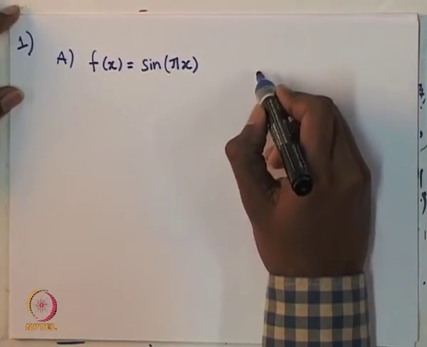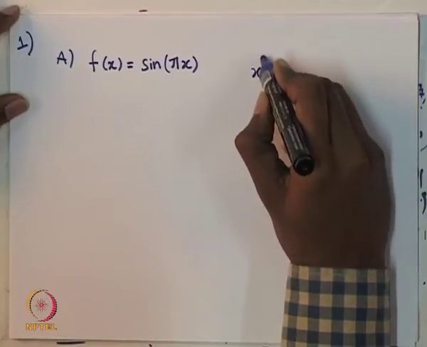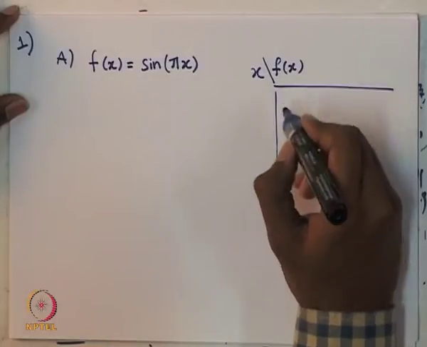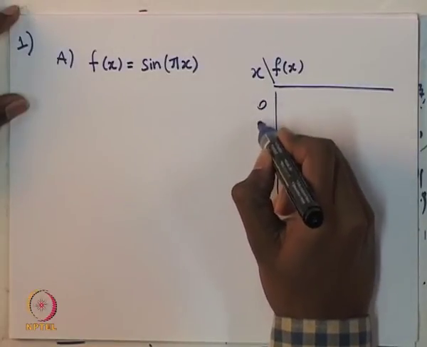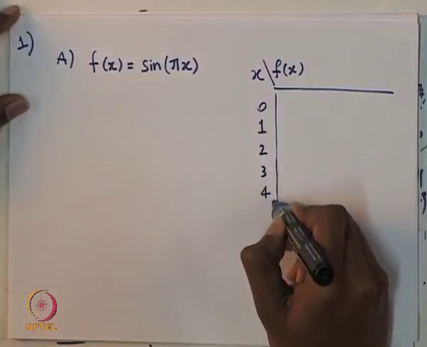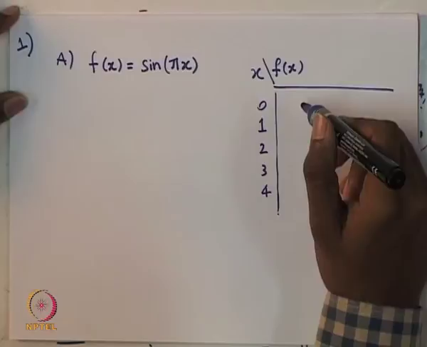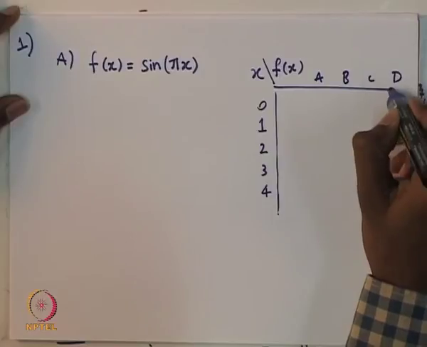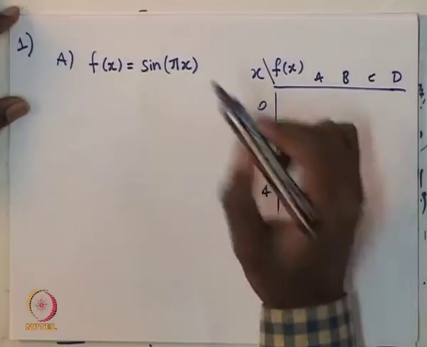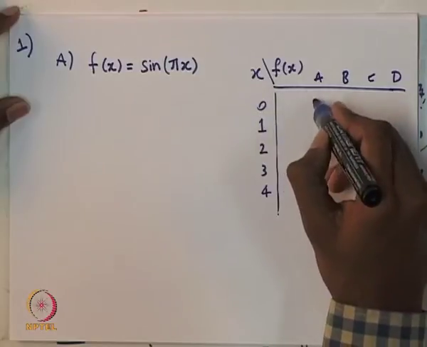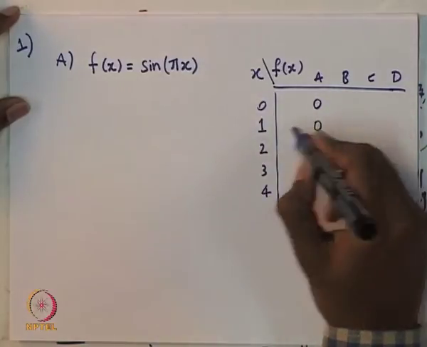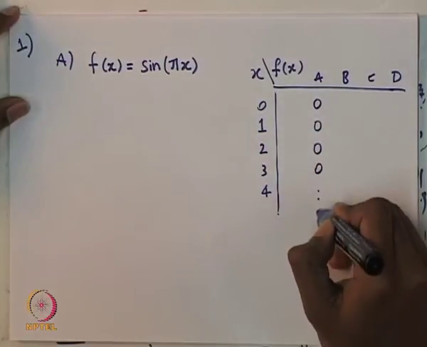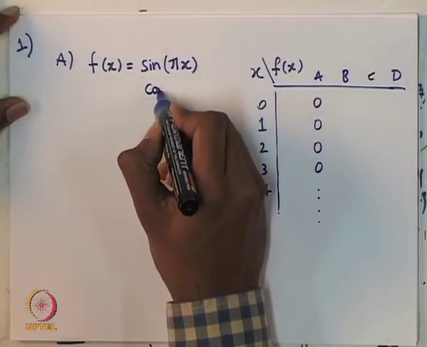Let us construct a table. Change x as 0, 1, 2, 3, 4, and the options A, B, C, D. Option A is sin pi x. Sin pi 0 is 0. Sin pi is 0. Sin 2 pi is 0. Sin of integral times pi is always 0. So this is a constant function.